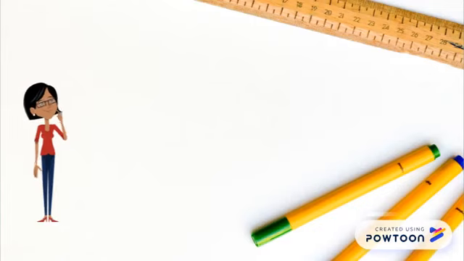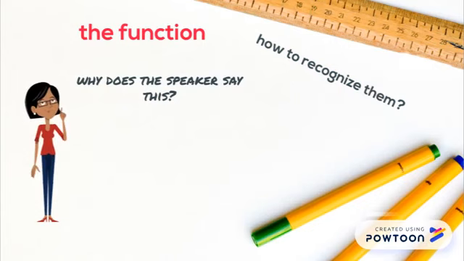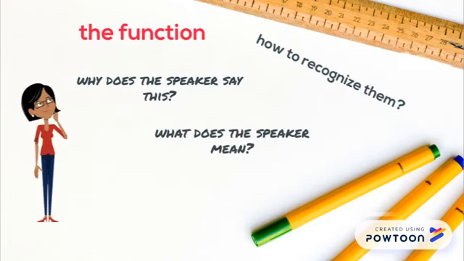Our next type of question is function, also known as a purpose question, which asks you to understand not just what the speaker said, but why the speaker said it. Questions to recognize them will be, why does the speaker say this? What does the speaker mean? Why does the speaker imply? And you will have to listen again to part of the passage to answer the question.